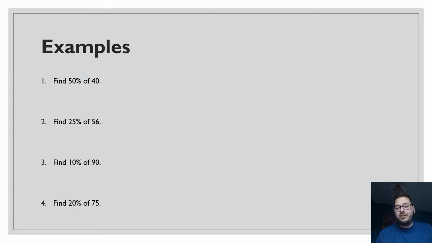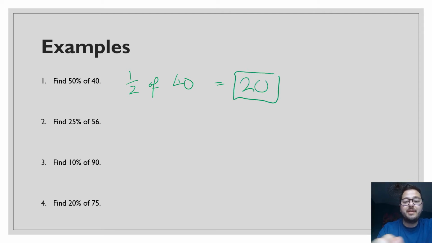Alright, so here are 4 questions that use this. So feel free to have a go, pause the video, otherwise we shall do them together. Alright then, so the first one, we want to find 50% of 40, but 50% is the same as half. So this is just half of 40. And half of 40, divided by 2, is 20. So 50% of 40 is 20.